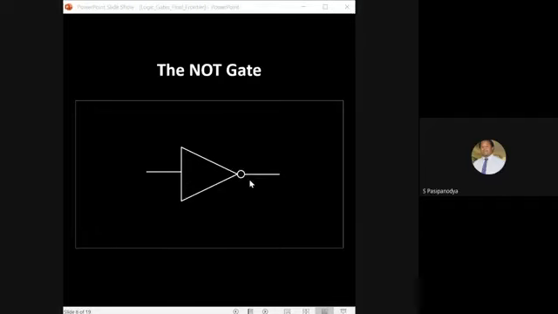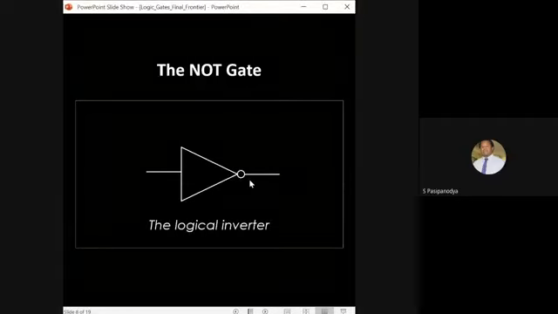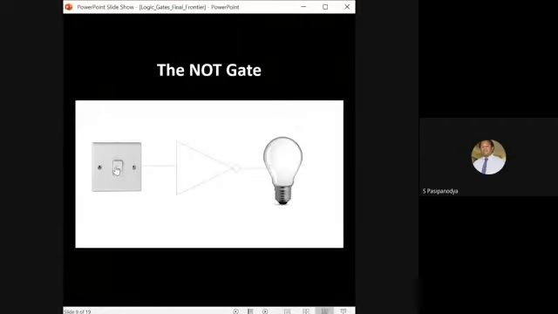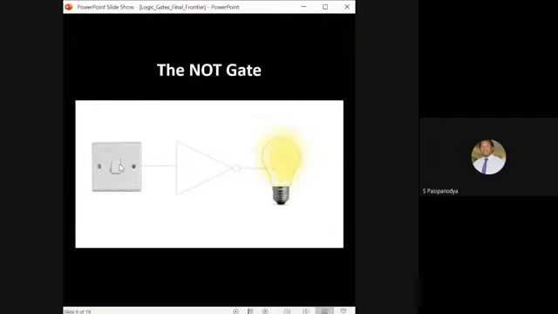So you realize that the NOT gate inverts the input within the circuit. For example, right now, the switch is off, but the light is on. And we can then decide to put the switch on and the light will then turn off. Do we understand, ladies and gentlemen? Yes, sir.